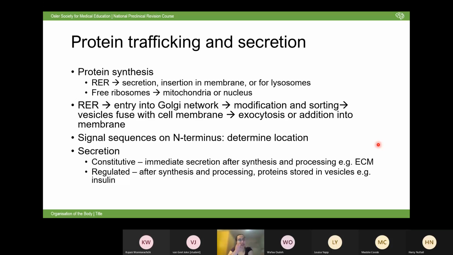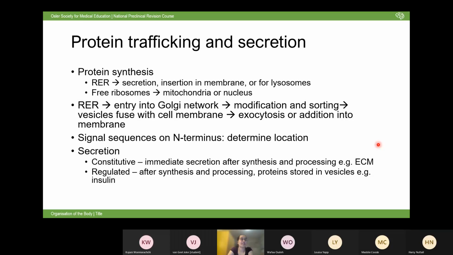And the movement or trafficking of proteins is from the rough endoplasmic reticulum into the Golgi network, where they're modified and sorted, and then those vesicles will move and fuse with the cell membrane, where they'll be either added there, so for example, membrane proteins, or exocytosed into the extracellular matrix.